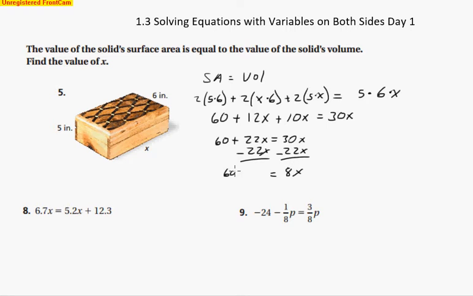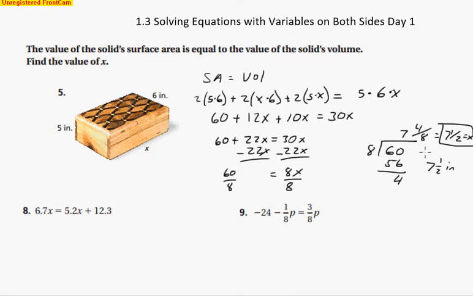And so when I divide by 8, it's not going to go in there evenly, but I can do the division anyhow. 8 times 7 makes 56. I do the subtraction, and I'm left with 4 left over. So from that point, I can write 7 4/8, which reduces down to 7 1/2. That gives me the value of x. In this case, this is in inches, so 7 1/2 inches is the answer there.